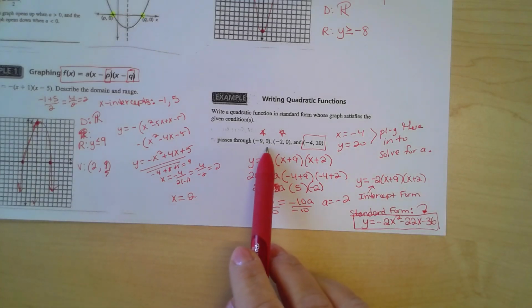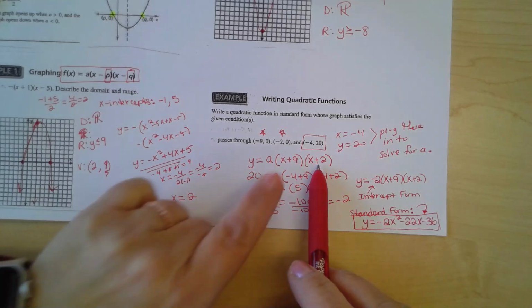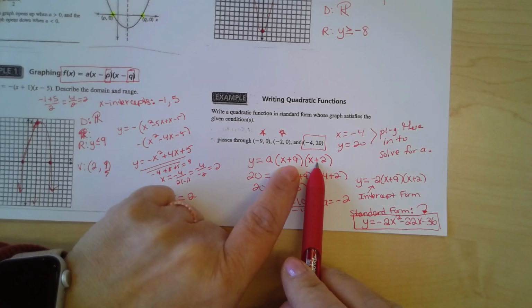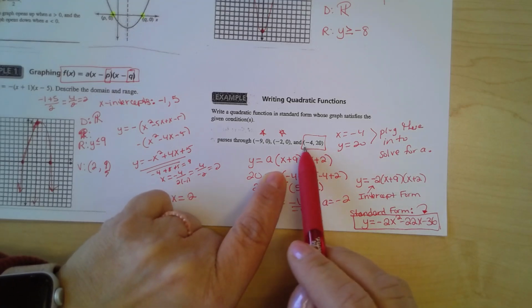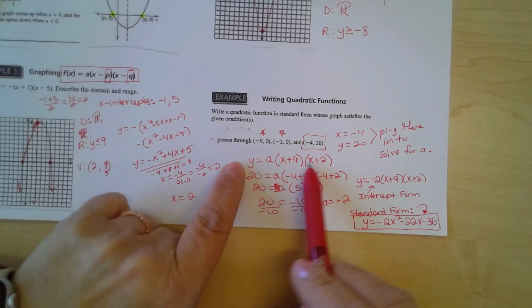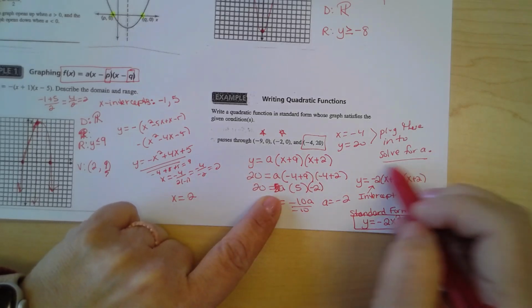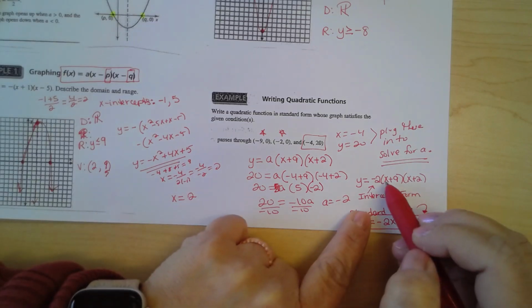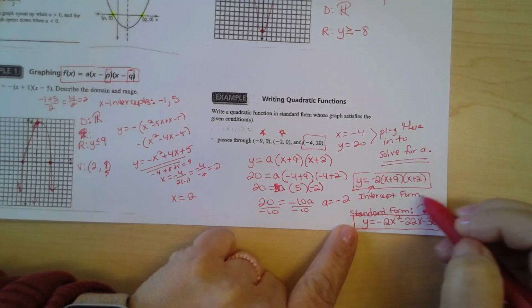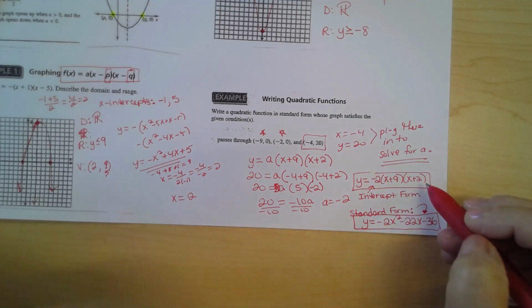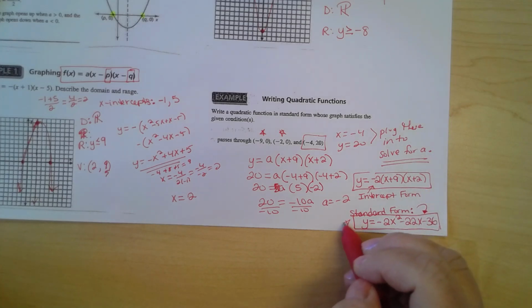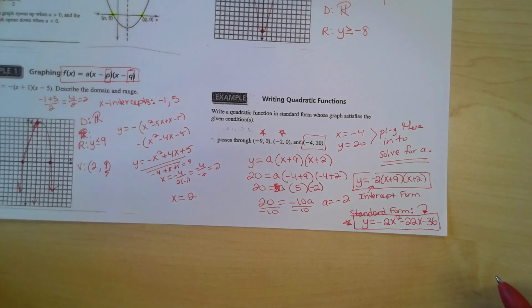So again, looking back at the 2 points I give you, they are x-intercepts. So since they're both negative, inside I'm going to put x plus 9 and x plus 2. I have another point, x, y. I'm going to plug that in for x and y, and then I'm going to solve for a. That's the best way to find a. And then once you have a, now I have it in intercept form. To change it to standard form, just multiply. Distribute whatever you need to do. And you should wind up with y equals negative 2x squared minus 22x minus 36.